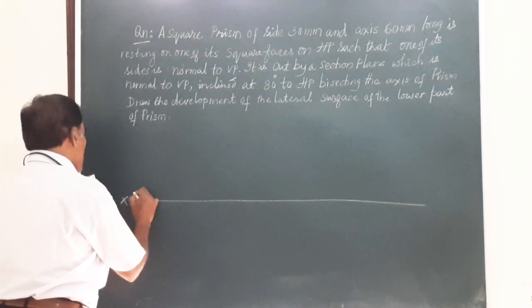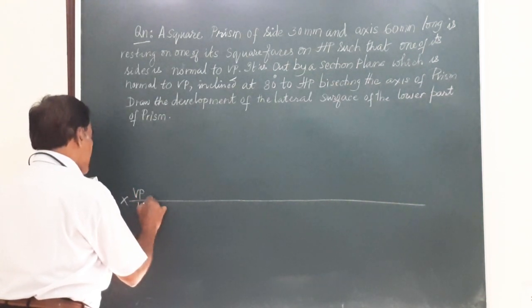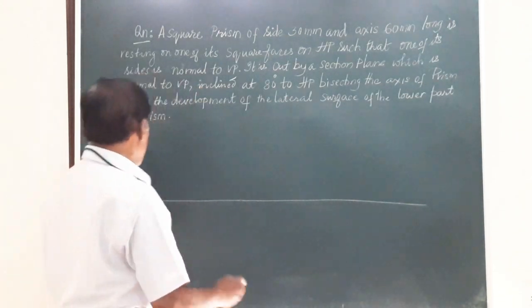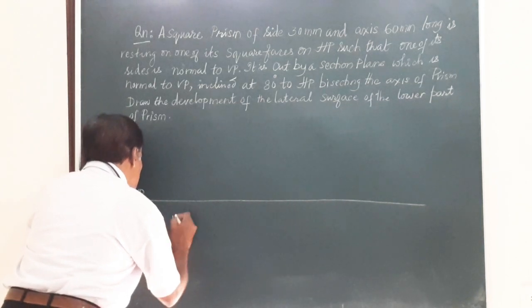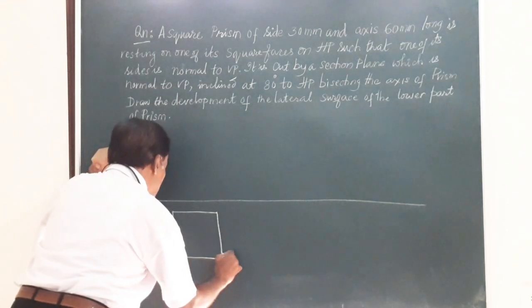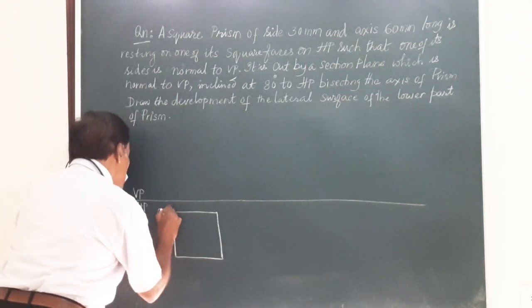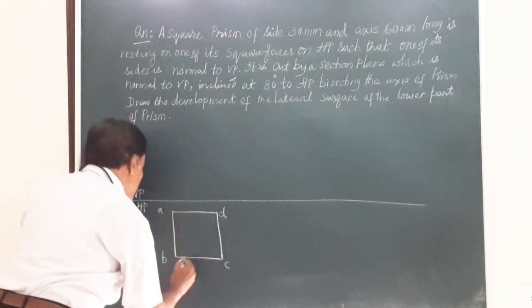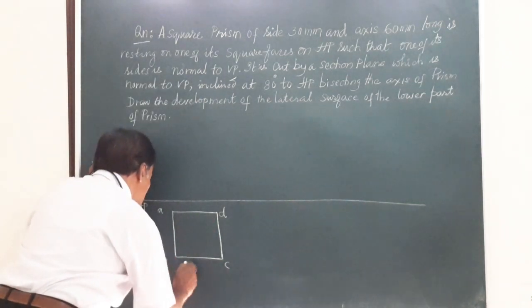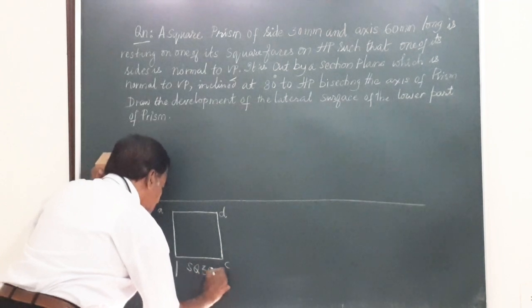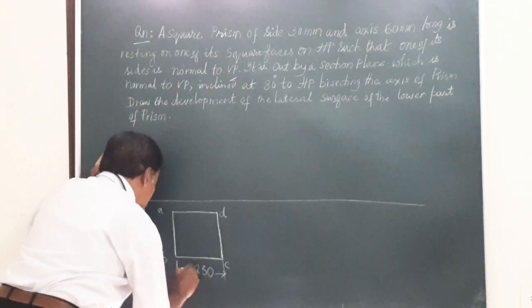Mark the XY line and mark VP, HP, indicating first angle projection. So the top view of the solid is a square. Let me complete a square here of size 30 mm. So I have written a square ABCD, and it has got dimension 30 mm. Since it is a square, I will mark it as 30 SQ or SQ30, indicating this is a square having 30 mm side.